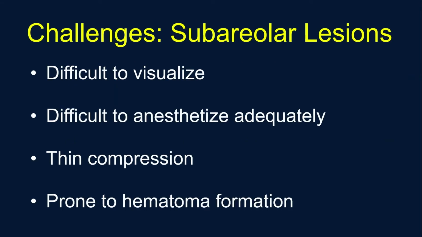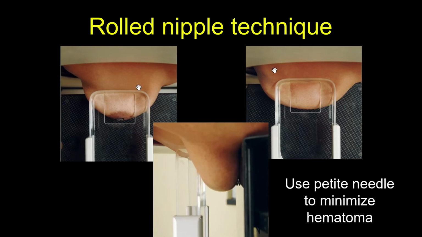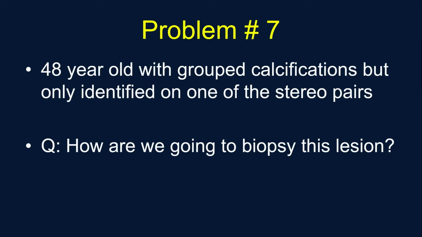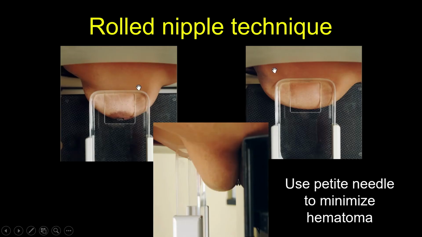So it is a challenge because it's difficult to visualize the lesion in that area, difficult to anesthetize adequately. The breast is very thin on compression, and it's prone to hematoma formation. And the way to overcome it is a roll the nipple technique. Anybody use this? Okay, so, sorry.